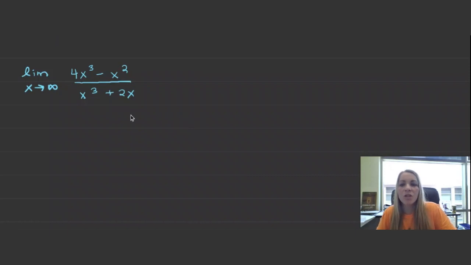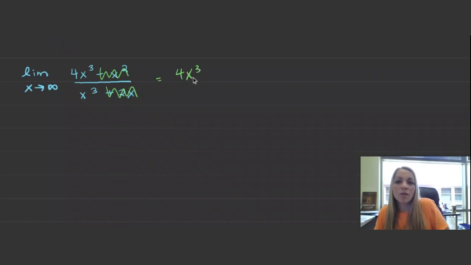What we found in that explanation is that these things really aren't going to matter because these aren't the dominating terms of the numerator or the denominator. If I go back here, x squared gets dominated by an x cubed and 2x gets dominated by an x cubed as well. So if we just look at this simplified part, we have 4x cubed over x cubed, and x cubed divided by x cubed makes a 1. So this limit is equal to 4. So we're getting the same answer here, and you can use either strategy to evaluate the limit.